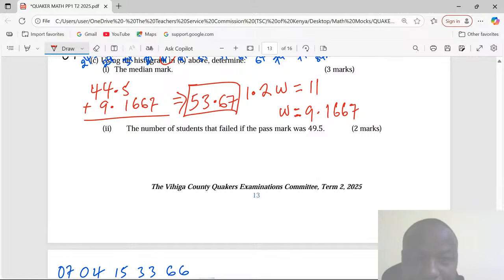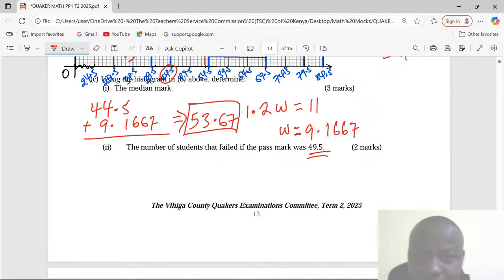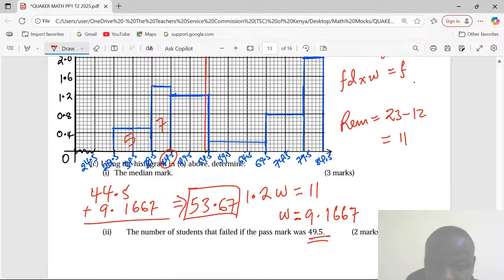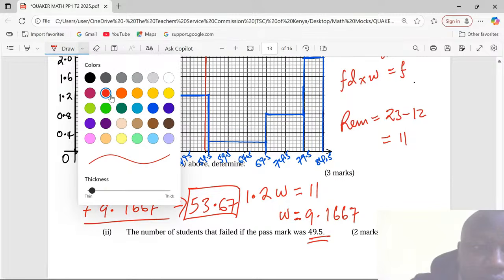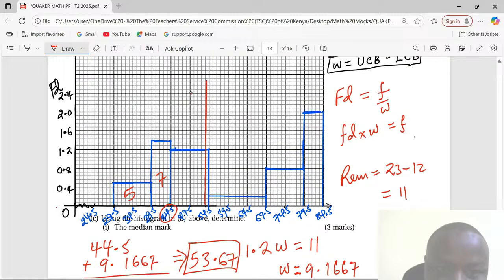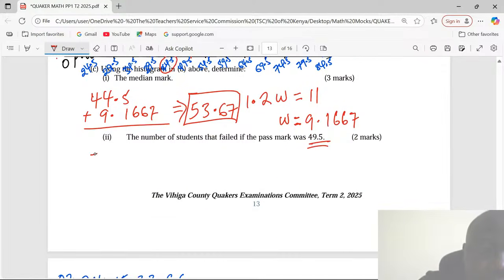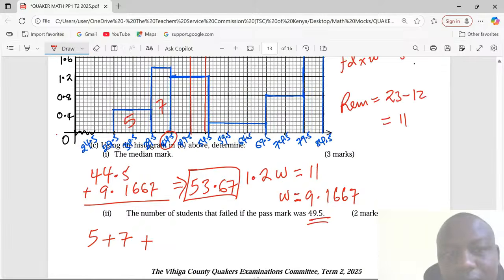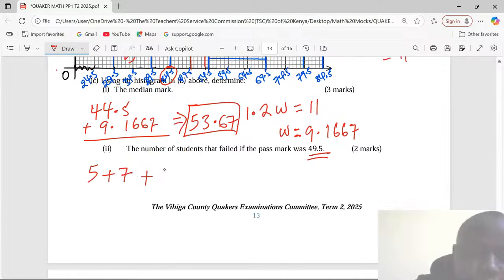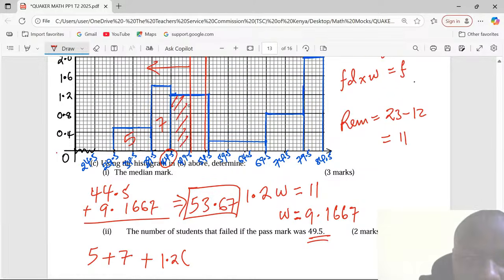The number of students that failed if the pass mark was 49.5. So we go to 49.5. So 49.5 is here. Remember, number of students is represented by area. So 49.5 backwards now. The area below that. So we are already having 5, 7, and a fixed height of 1.2 multiplied by the width. We want the area at this point, so that we add all of it.